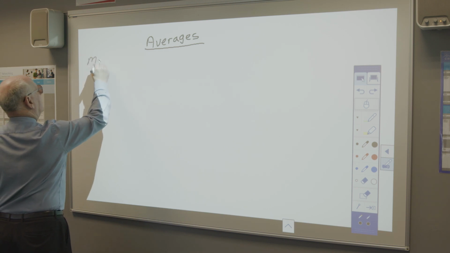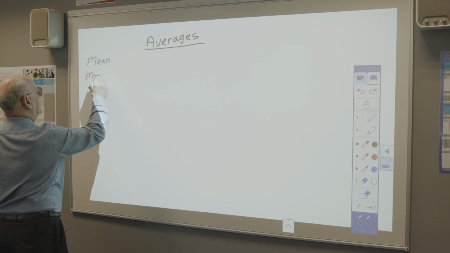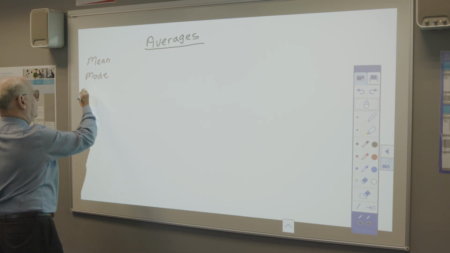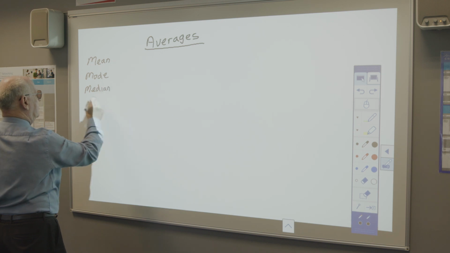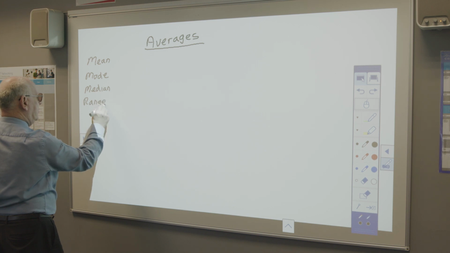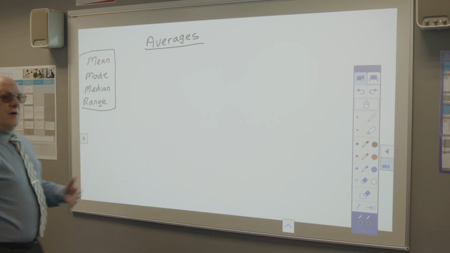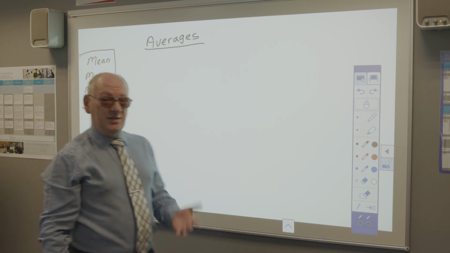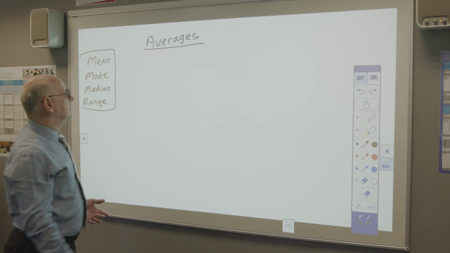Mean, mode, median, and range. Although range, strictly speaking, isn't an average, it's always included as an average.